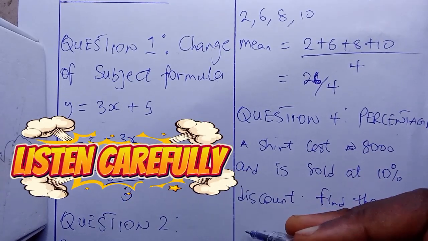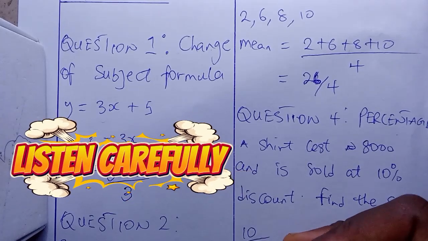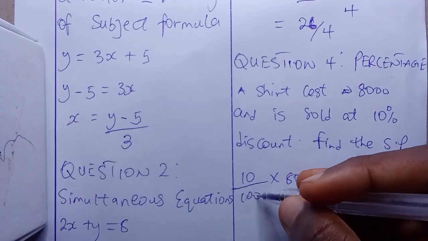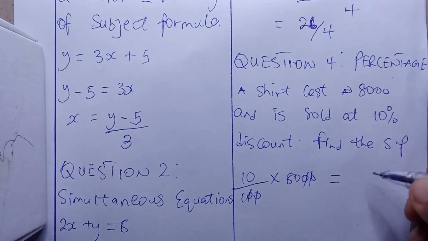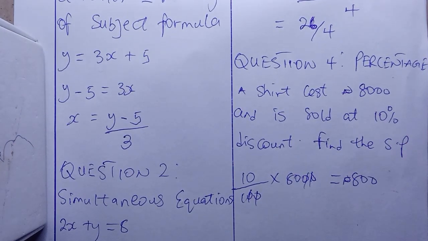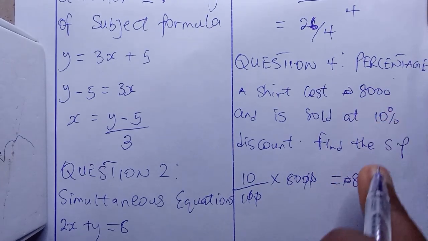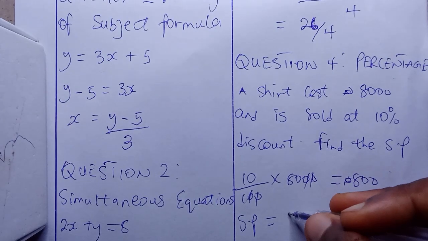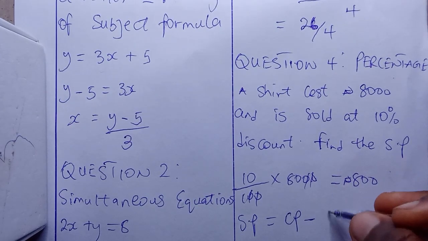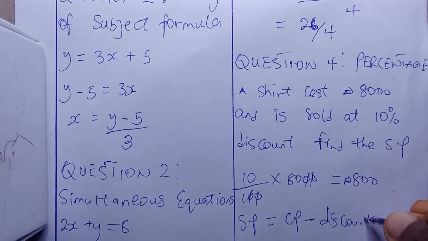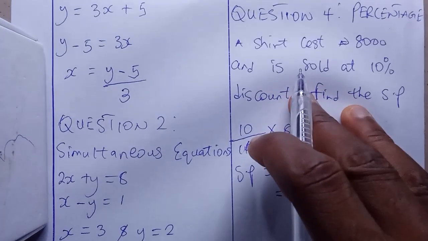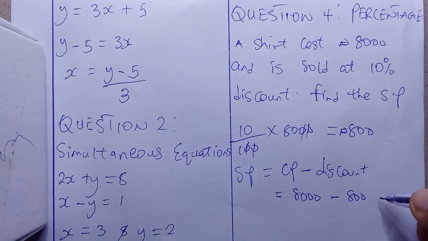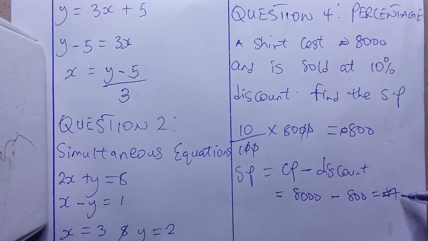So, doing that, we have 10%, which is 10 over 100 times 8,000, which is 800 naira. Now to get the selling price, do your cost price minus your discount. So selling price equals cost price minus discount, which is 8,000 naira minus 800 naira, which equals 7,200.